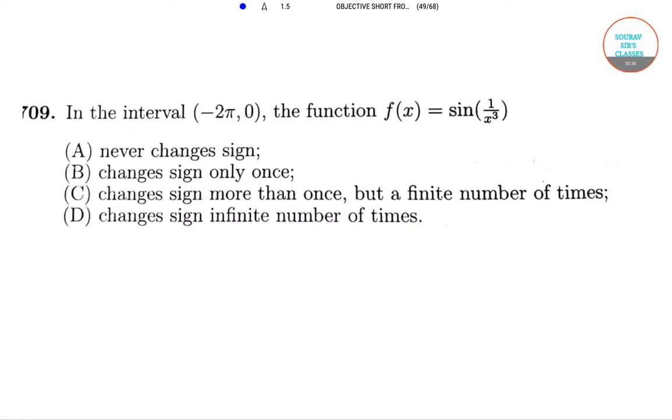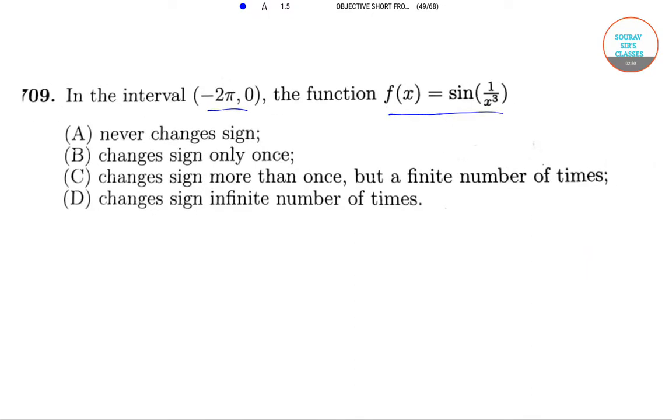In the next question, we have the function f(x) equals sine of 1 by x cubed, where x goes over the interval minus 2 pi to 0, and we have to find which of the following options is true. Now, as x tends towards 0, 1 by x cubed crosses pi, 2 pi, 3 pi and so on. So the number of sign changes is infinite. So option number D is correct, that is f(x) will change sign an infinite number of times.